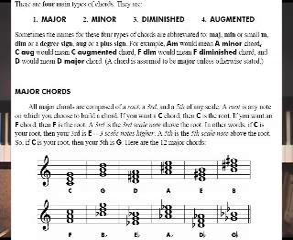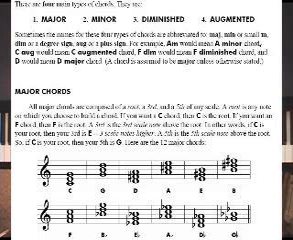Then any major chord can be made minor by lowering the third of the chord. So if this is C major, then I lower the third a half step, and that's C minor. To make a diminished triad, I lower the third and the fifth. So that's a C diminished triad. To make an augmented triad, I raise the fifth a half step, and so that's an augmented triad.